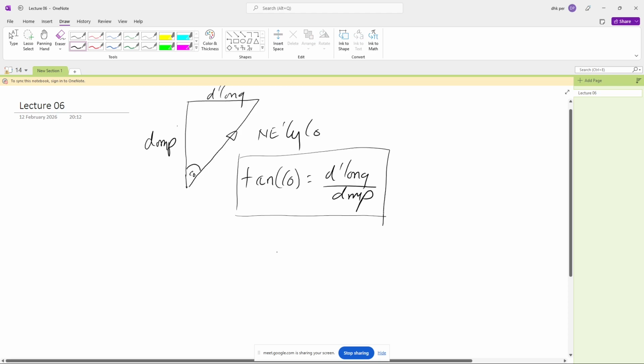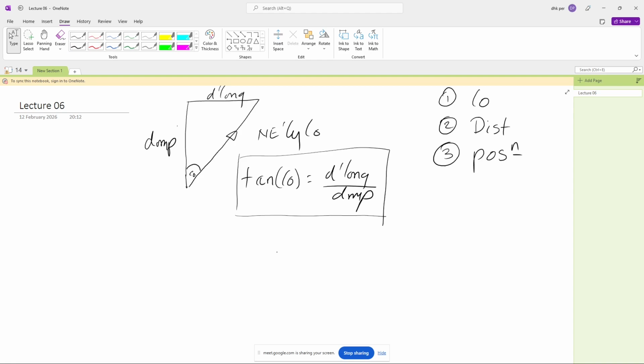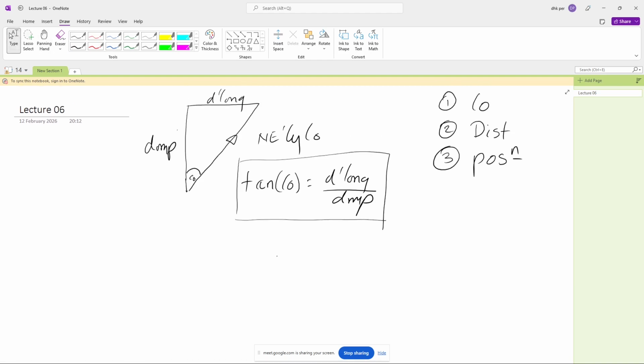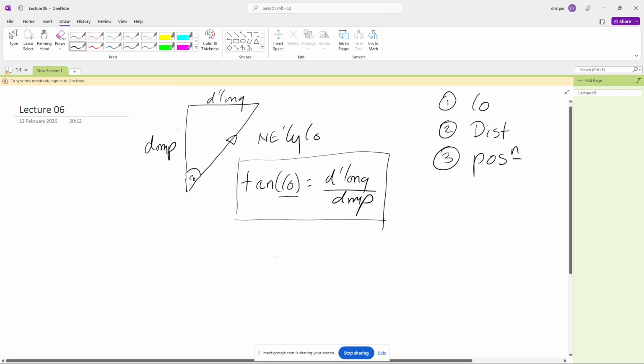As a navigator, as I'm always telling you, there are three things that you should know. Number one is your course to steer. Number two is the distance to steer, and number three is your position, where you are. If you know how to calculate these three, then you are a good navigator. Next is how to find the distance. You can easily use this formula to find the course, then find the distance. In order to find the distance, you can use the basic plain sailing formula.